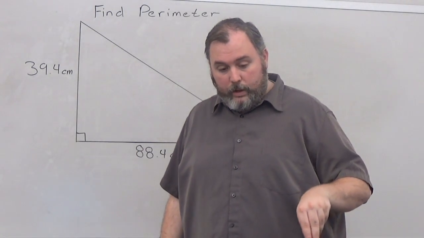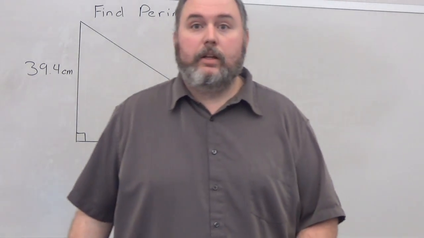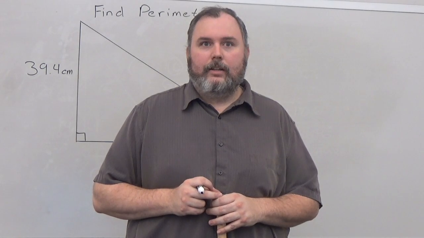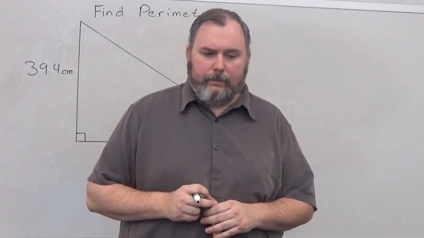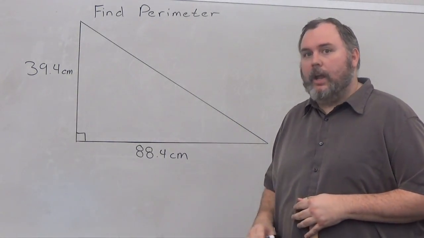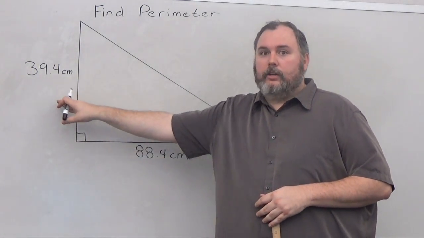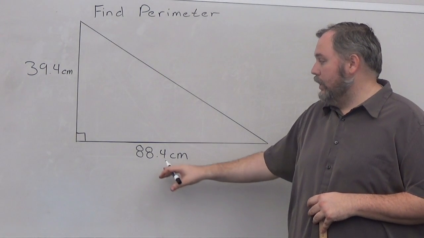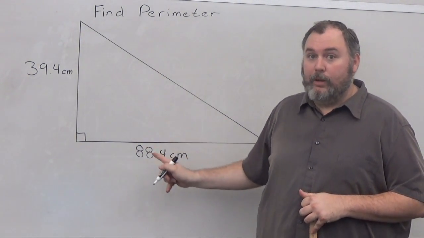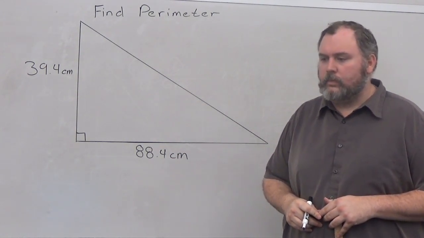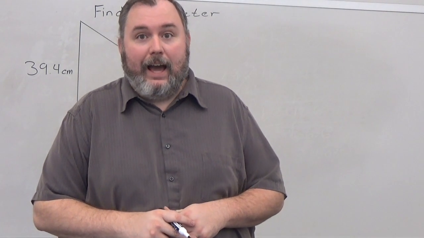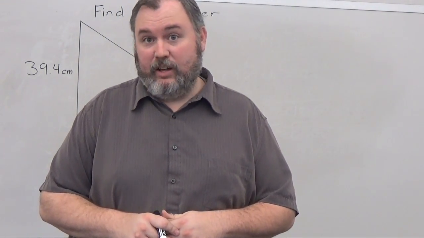All right. We are actually through with this video. However, I did want to give you one little thing, more as a challenge than anything. You have a shape here. We have a triangle. I've given you the two sides, here and here, 39.4 and 88.4. Your job is to find the perimeter of this shape. Now, with that said, I'm not going to tell you how to do it or anything like that. I think you can figure it out on your own.